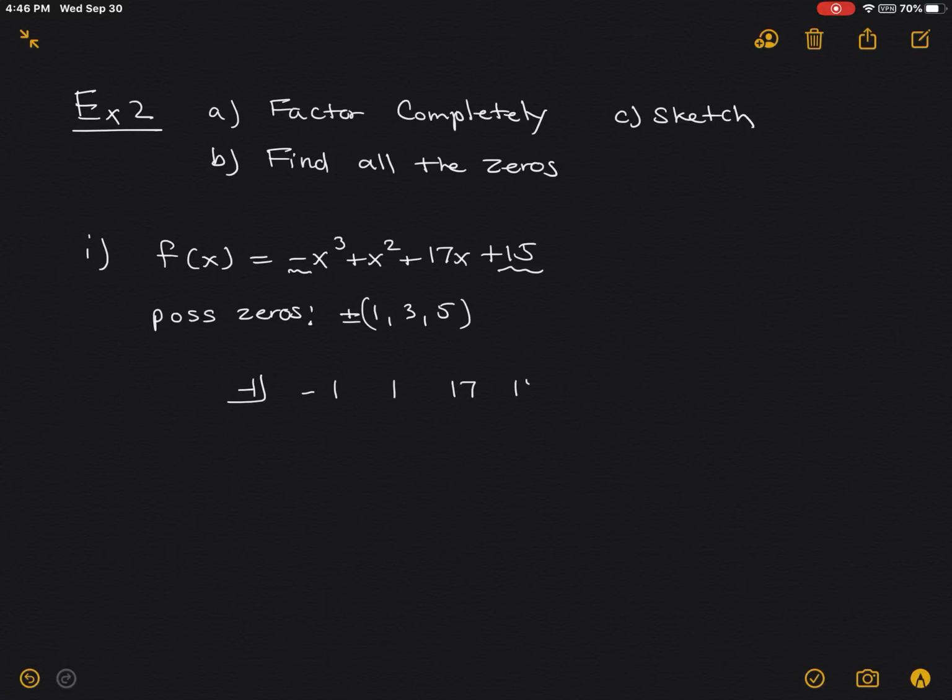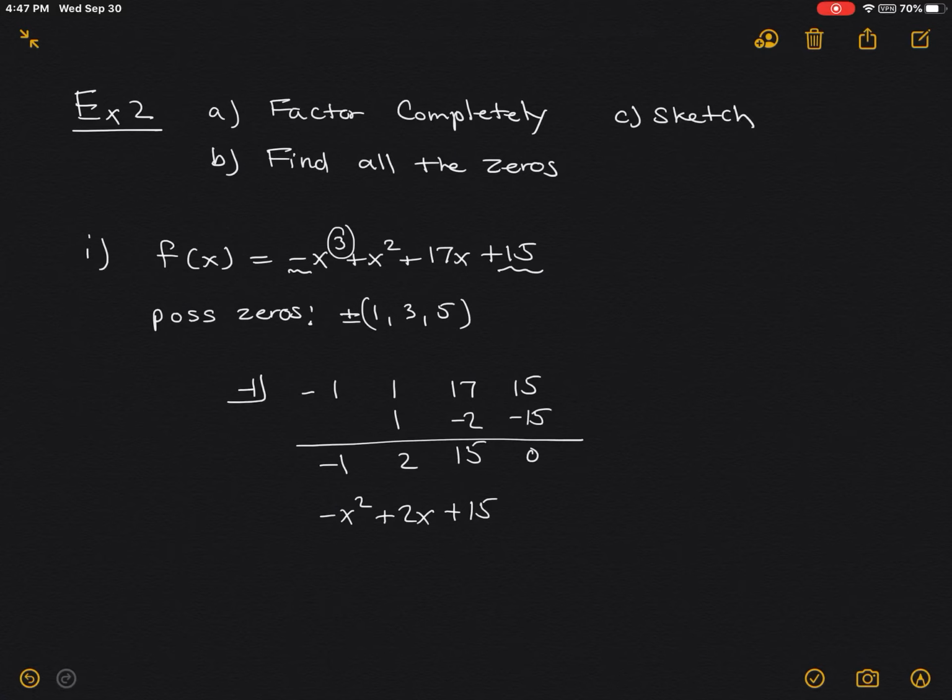So negative 1, 1, 17, and 15. Make sure all the coefficients are there, not missing any placeholders. Over here, I'm going to write negative 1 plus 0, which is negative 1. Negative 1 times negative 1 is positive 1. If I add this, I'm going to get 2. Negative 1 times 2 is negative 2. And negative 1 times 15 is negative 15. So I got one of my zeros. In fact, because I went from an x cubed to an x squared, I can essentially stop. So this is negative x squared plus 2x plus 15. This is my depressed polynomial.